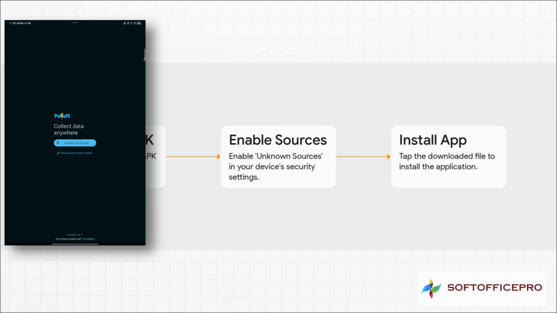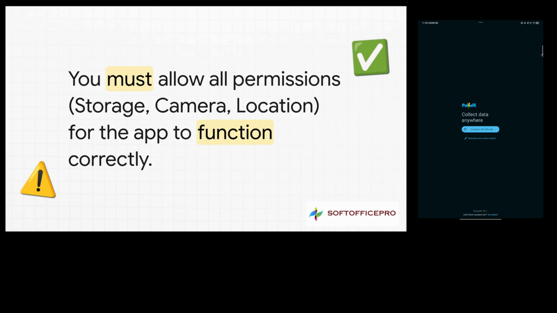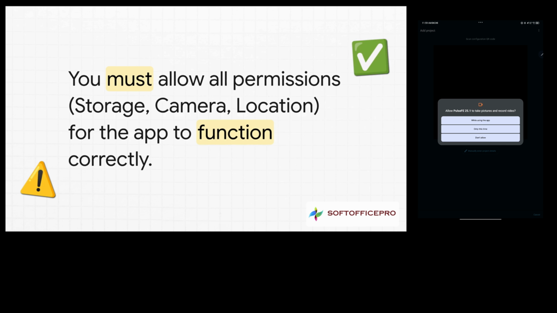Easy as that. Okay, listen up, because this next part is absolutely crucial. The very first time you open the app, it's going to ask for a few permissions for your storage, your camera, and your location. You have to say yes to all of them, seriously. It needs storage to save your forms when you're offline, the camera for things like scanning QR codes, and location to geotag where you're collecting data. If you deny these, the app just won't work right.